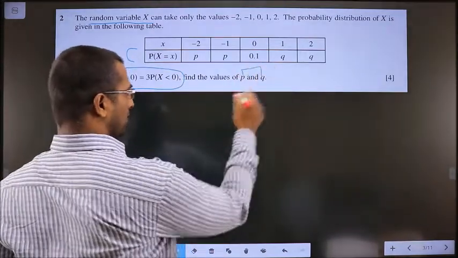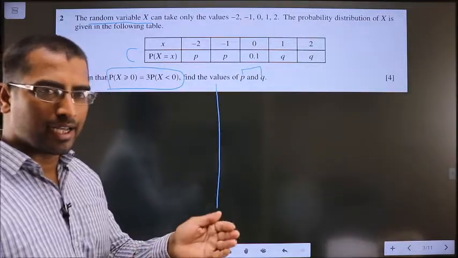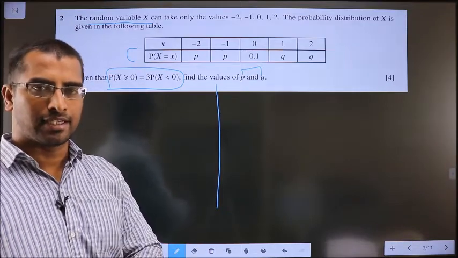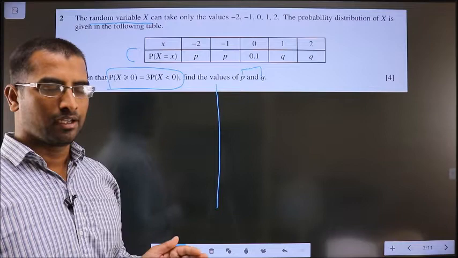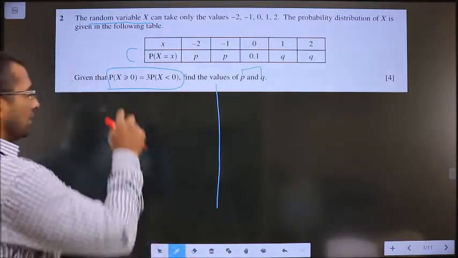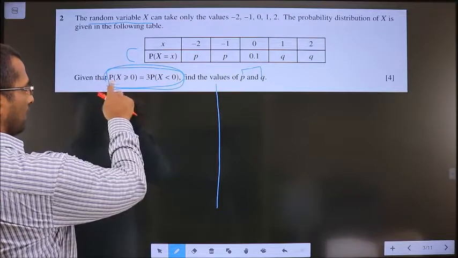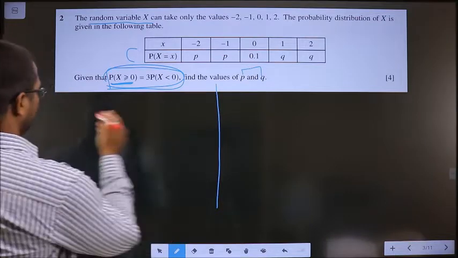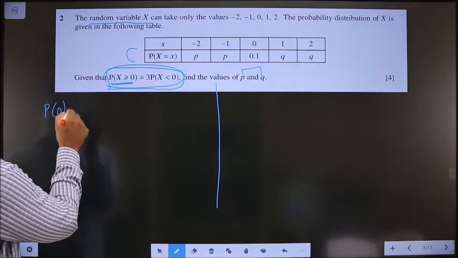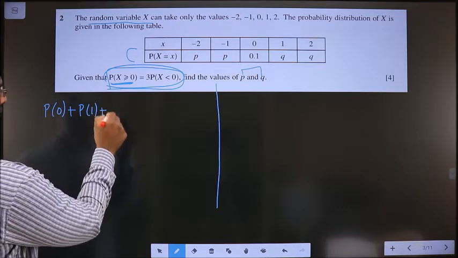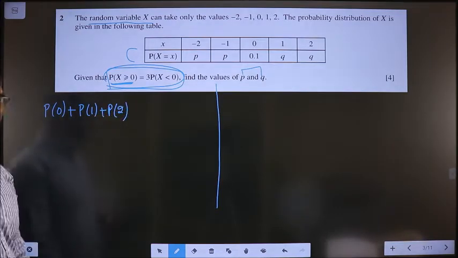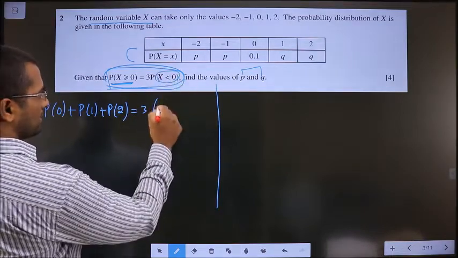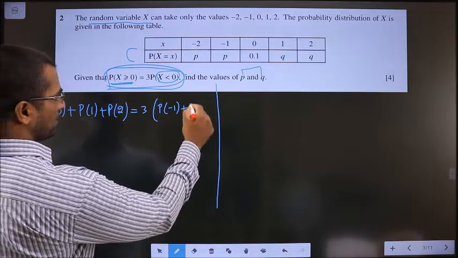To get these values, first I should get two linear equations and solve them simultaneously, which results in the values of p and q. Clear? Now to get the two equations, first make use of the given condition. P of X greater than or equal to 0 means what all values will it take? It will take P(0) plus P(1) plus P(2). And X less than or equal to 0 means it will only take P(-1) plus P(-2).